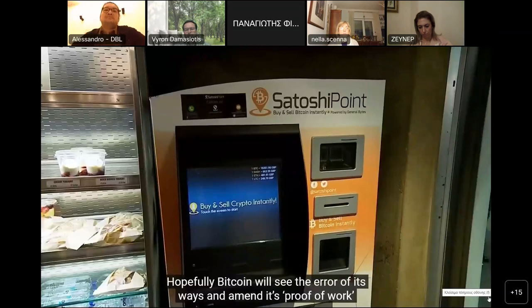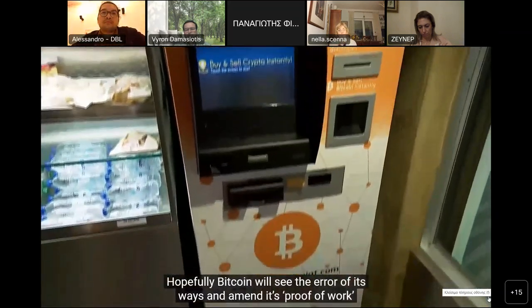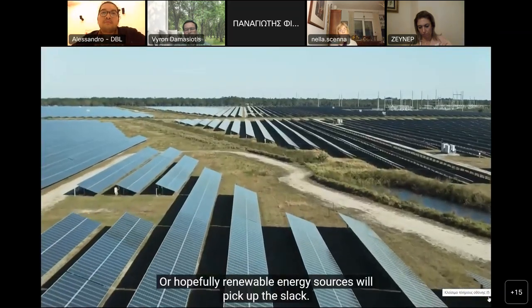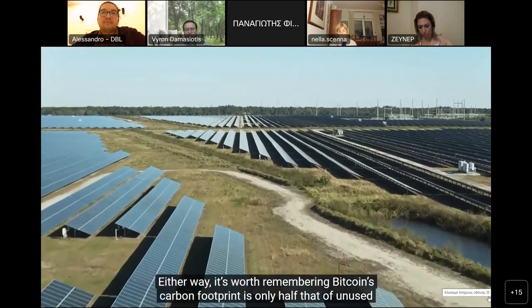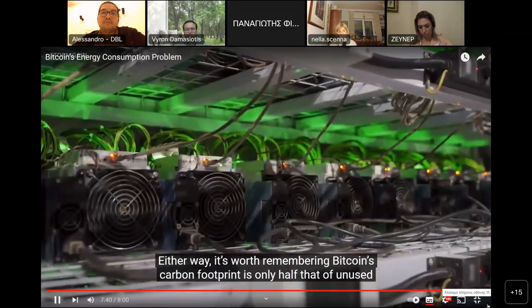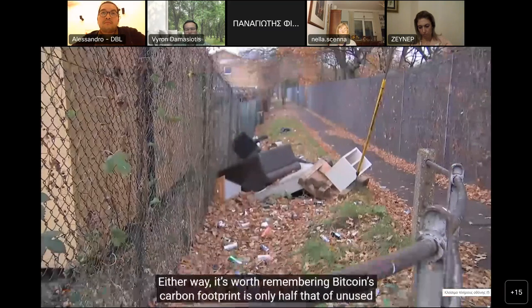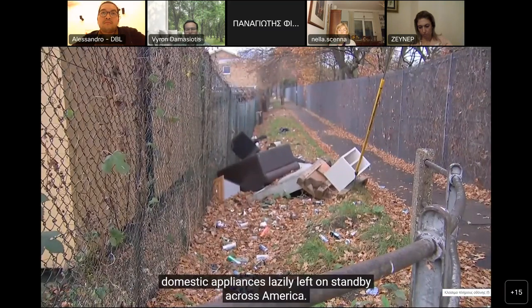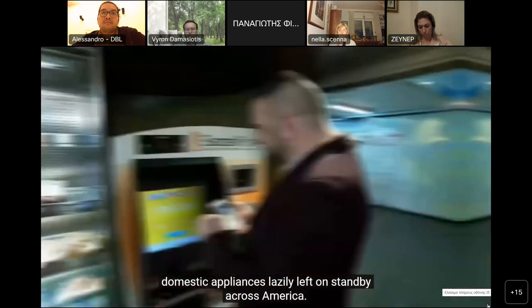Hopefully, Bitcoin will see the error of its ways and amend its proof-of-work approach. Or hopefully, renewable energy sources will pick up the slack. Either way, it's worth remembering Bitcoin's carbon footprint is only half of that of unused domestic appliances lazily left on standby across America. One problem at a time, though, eh?